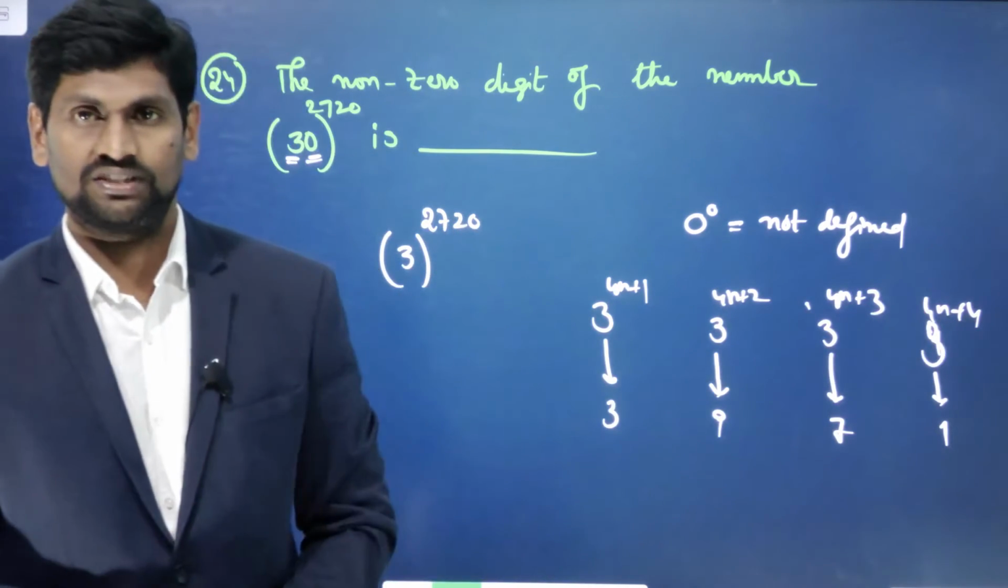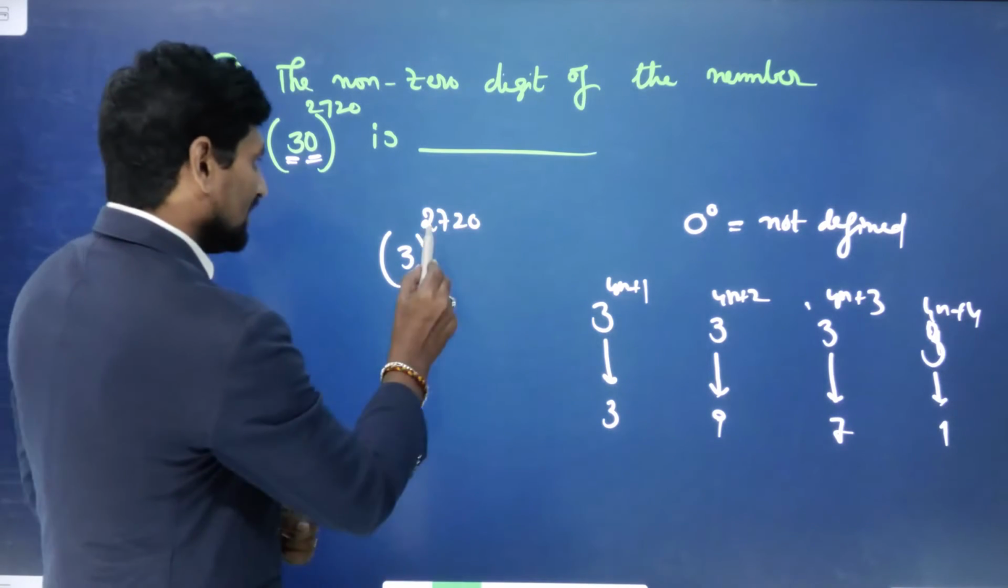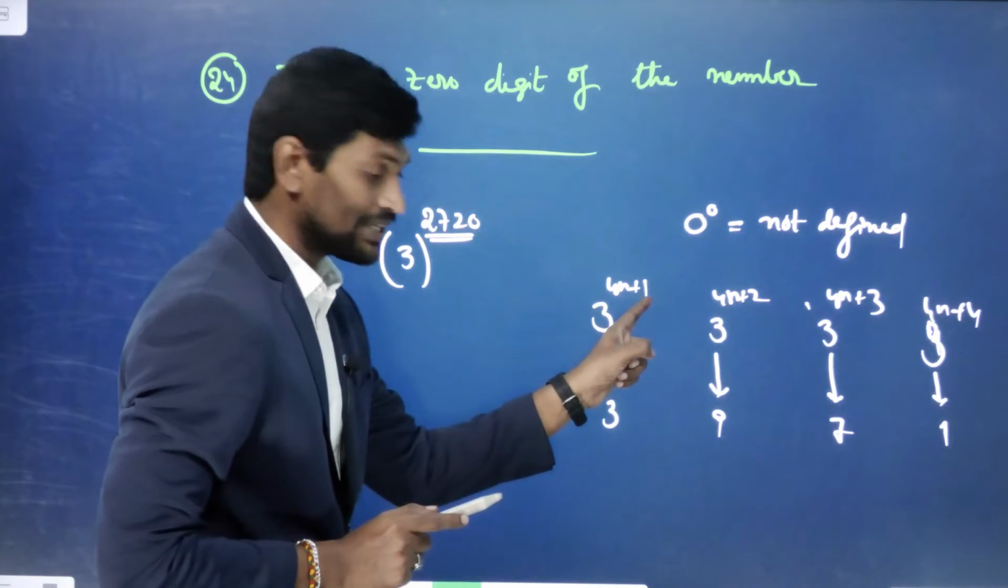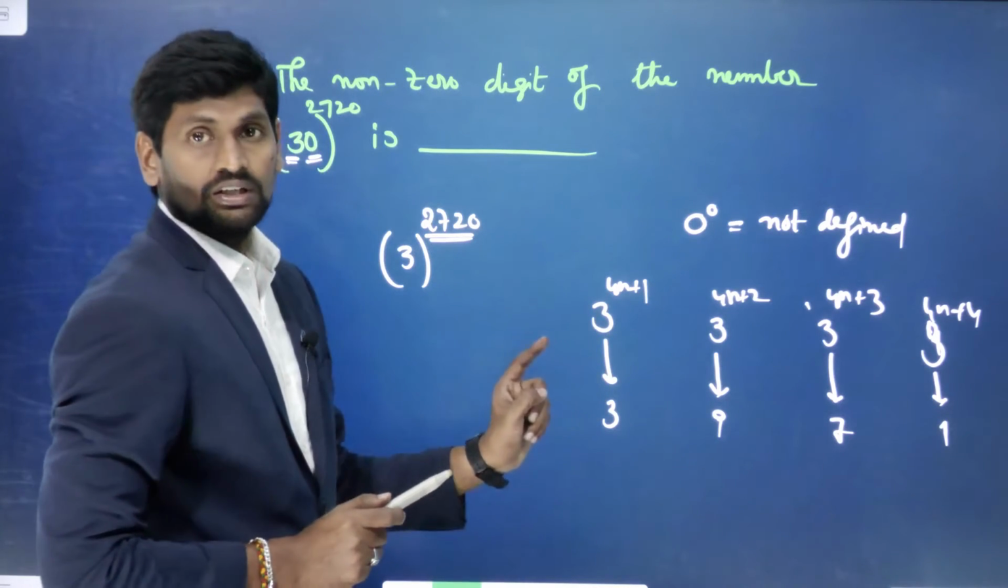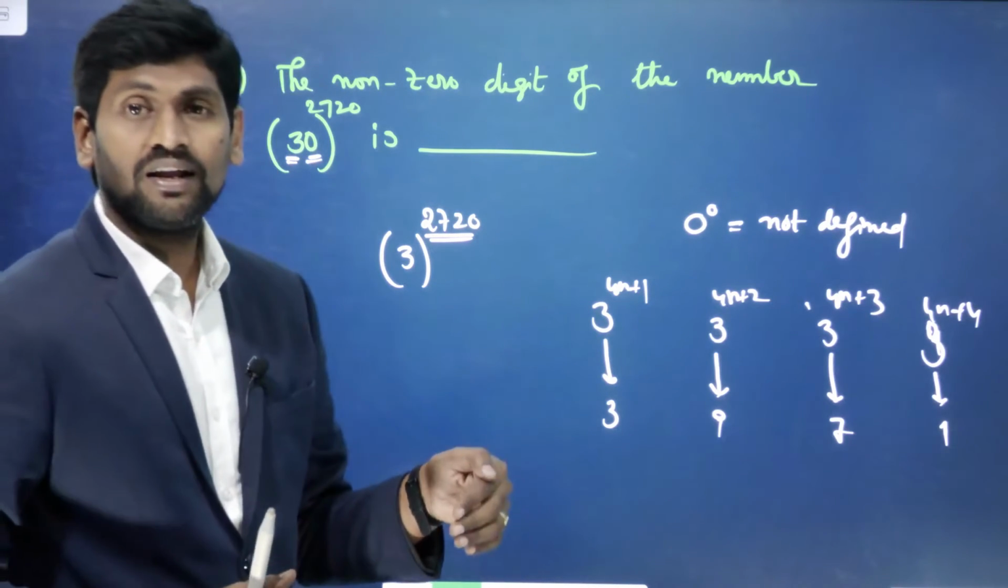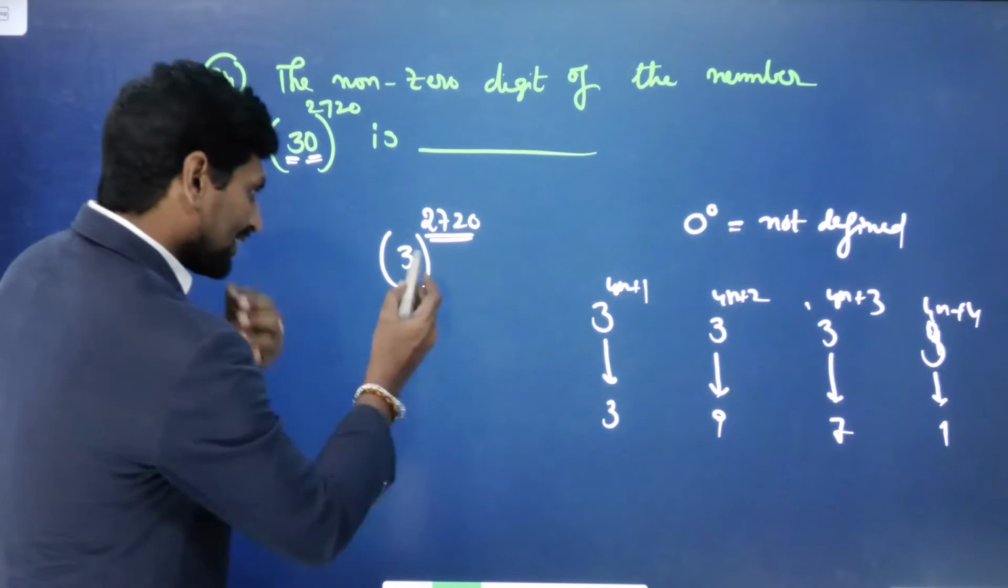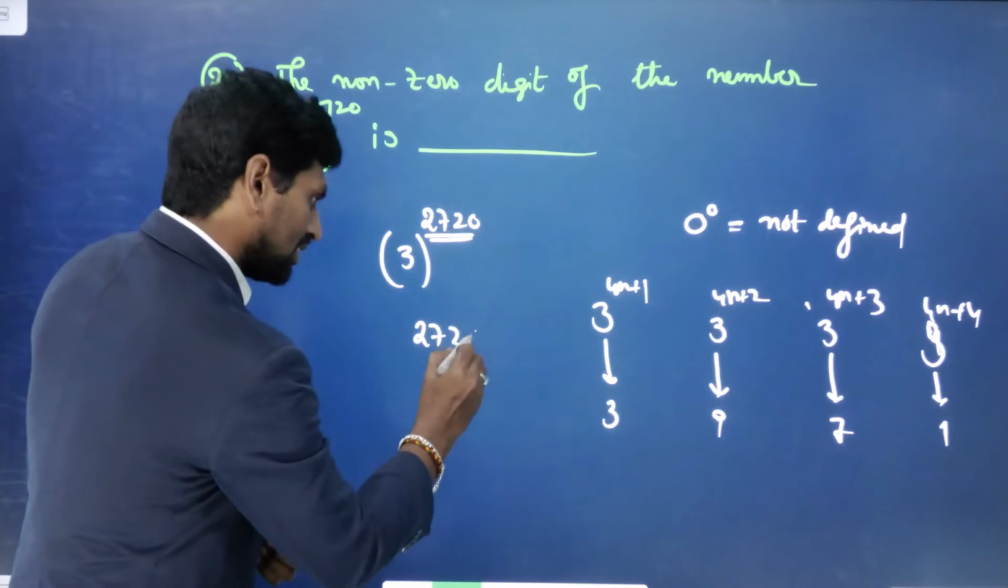We need to decide first. That means this number should be divisible by 4, because you have 4n plus 1, not 3n plus 1. Because the 3 rule is repeating for every 4 terms. Am I right? Yeah. Now let us divide 2000.